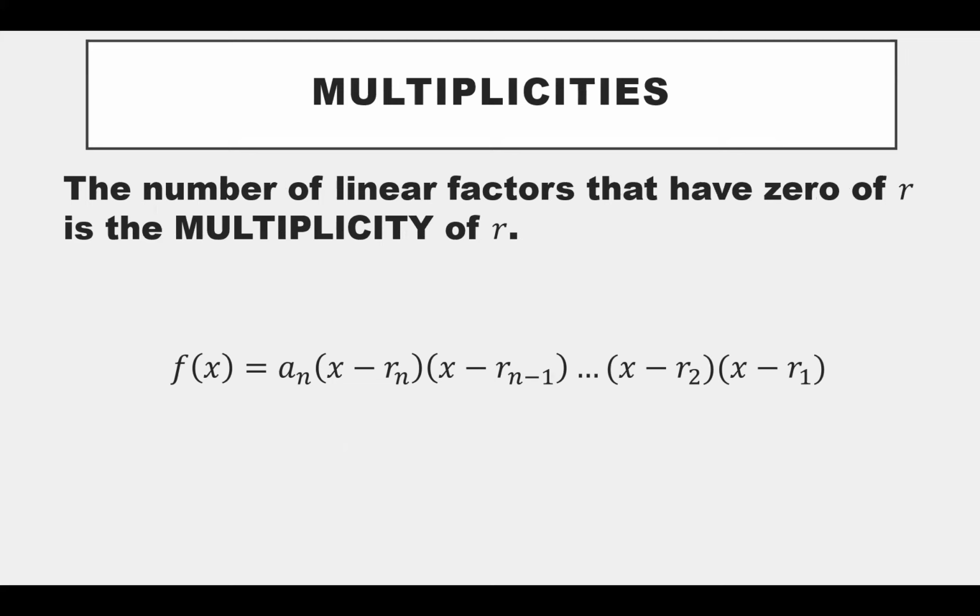Now, like I said, some of the linear factors could be repeated. You might have x minus 2 and then another copy of x minus 2 and yet another copy of x minus 2, but that's all right. We count that as the multiplicity of whatever root we have. So the number of linear factors that have a zero of r is the multiplicity of r. By having a zero of r, what I mean is, if we plug in r, do we get out a zero?